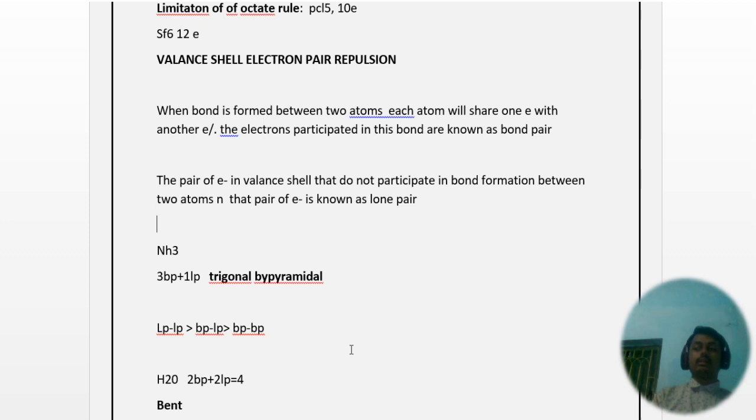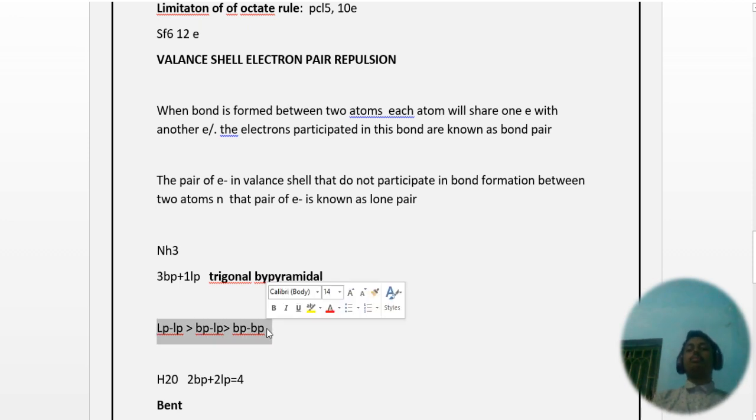Before that, we should discuss that the repulsion between lone pair and lone pair is the highest, and the repulsion between bond pair and bond pair is the lowest. The lone pair repulsion causes deformation in the basic structure, which results in a reduced angle between the central atom and the side atoms.